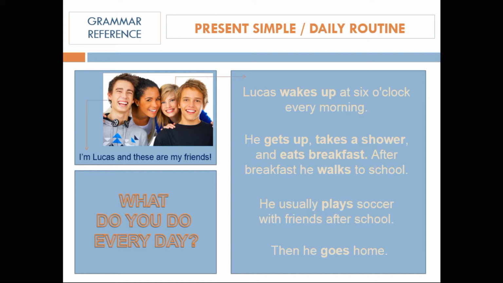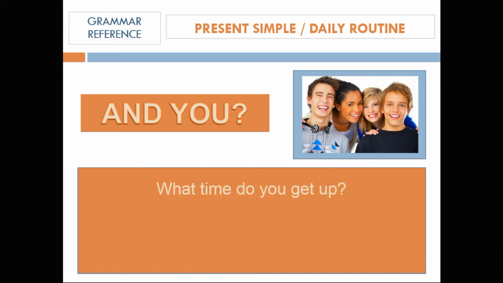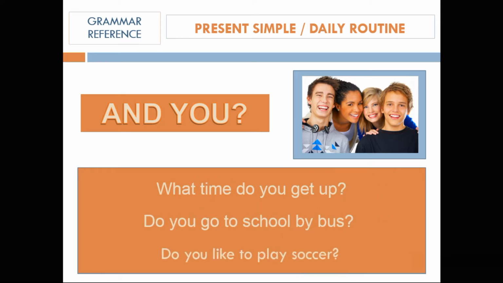But the last one, I say, then he goes home. Goes, we don't add s, we add es. That's another rule. All the verbs ended in ch, sh, x, o, z, and s, we add es. Remember that? And you, what time do you get up? Do you go to school by bus? Do you like to play soccer? So what is your daily routine?